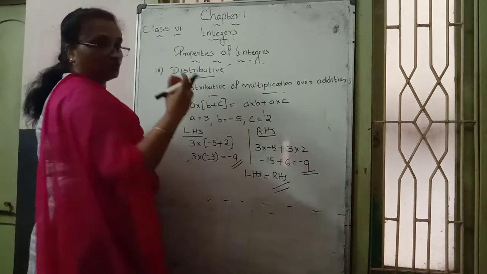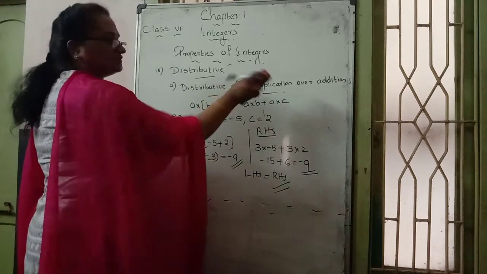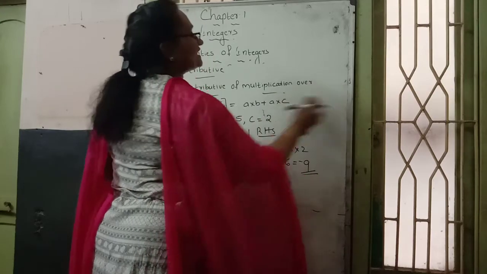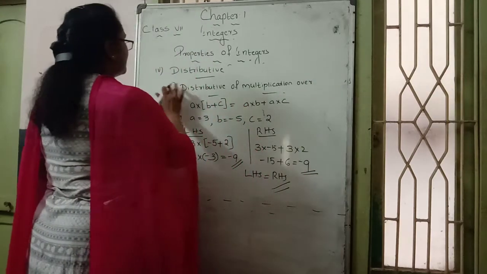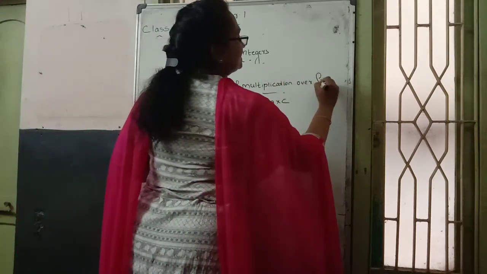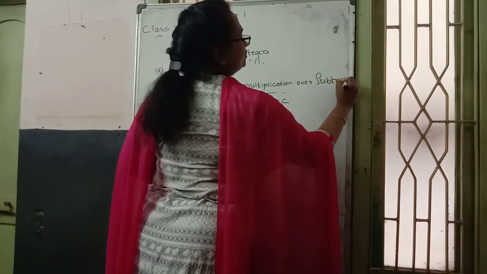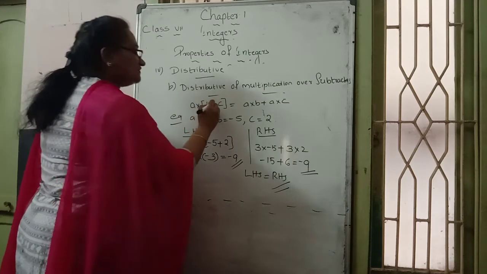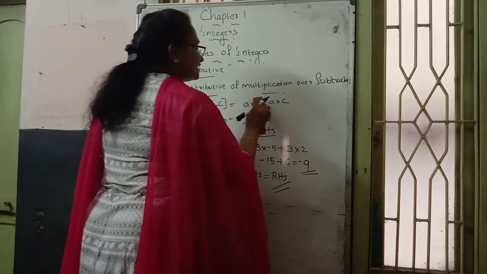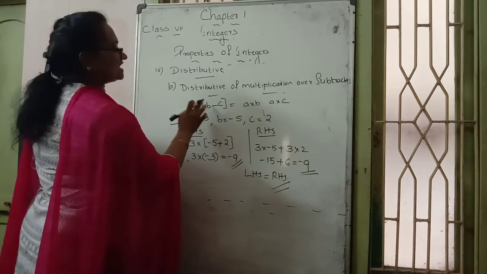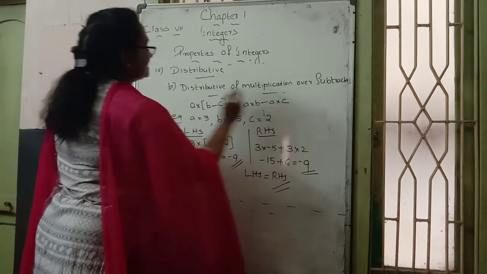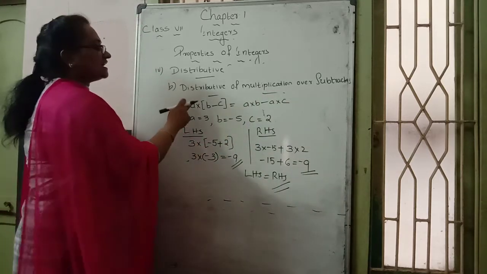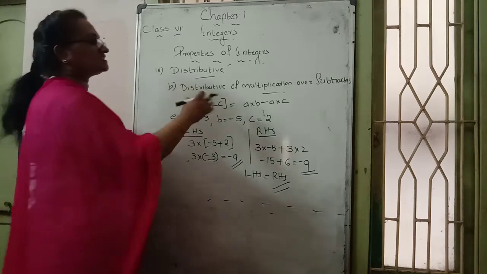There are two types, and I said the first type is complete. The second type is distributive of multiplication over subtraction. Here the general form is a into b minus c. Open the bracket: a is multiplied with b minus a is multiplied with c. That is the expansion form of a into b minus c.